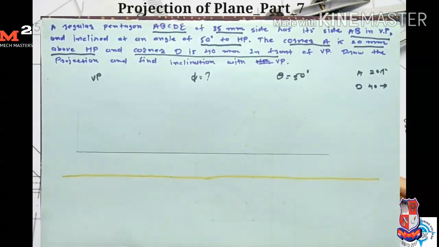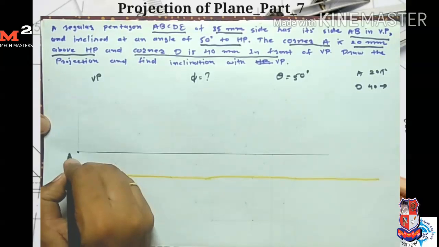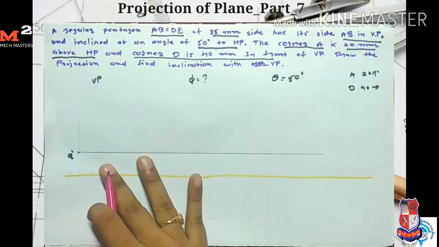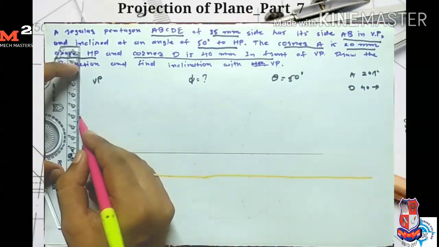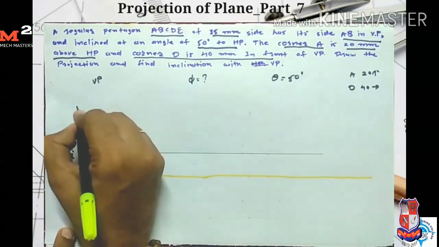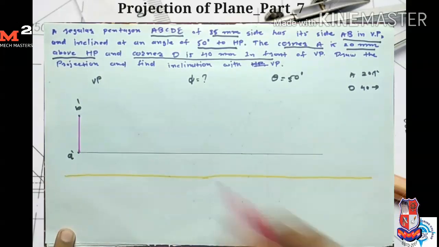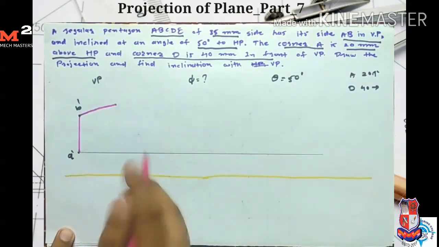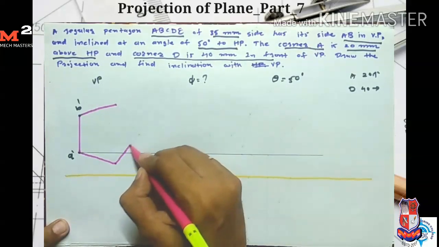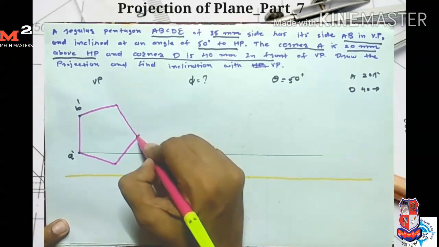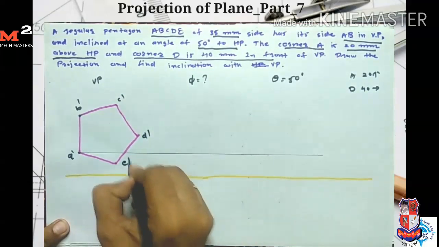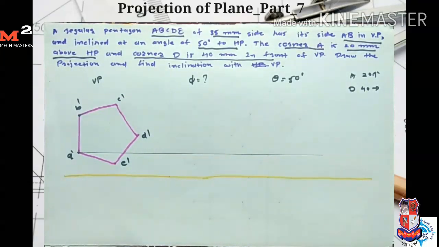Now I mark my point A here. The plane is resting on side AB. So here I take the A dash point. Now I draw side AB, so here I get my point B dash. Now I draw the pentagon here. I explained the method of how to draw the pentagon in the third lecture. I give it the names A dash, B dash, C dash, D dash, and E dash. So I complete my front view here.